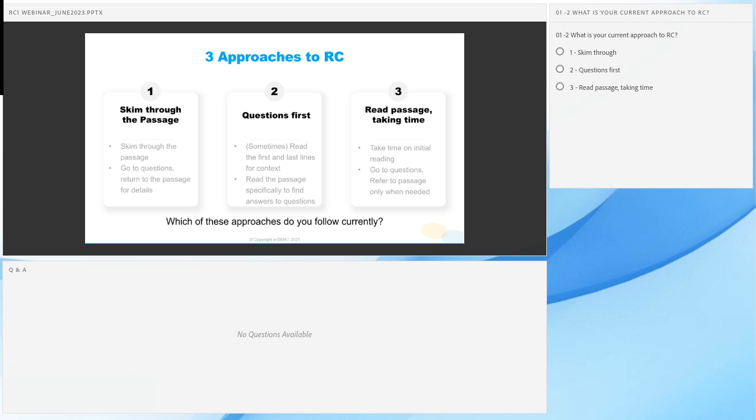And the third approach is where people spend time reading the passage, and there's an initial investment of time, and then from that point on, you go on to the questions and only come back to the passage as needed.